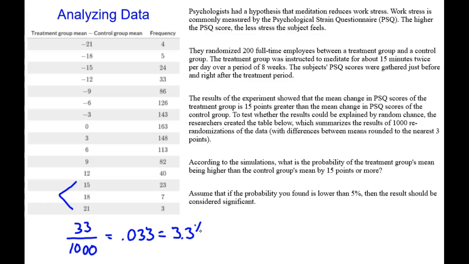3.3%. So at the bottom of our information, we saw that assume that if the probability you found is lower than 5%, then the results should be considered significant. So we found our results, the probability to be 3.3%, which is less than 5%, which means our results should be significant. That means the meditation actually helped reduce stress in the workplace on those employees that were in the treatment group. It wasn't simply due to the randomization of the people in each group.